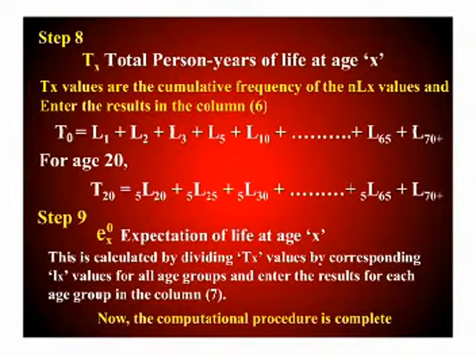Step 9, divide Tx values by the corresponding small lx values for all age groups and enter the results for each age group, that is the ex value, in column 7. With this, the computation process is complete. In this session, we discussed the life table, its types, functions of the various columns of the life table, and also the computation procedure.